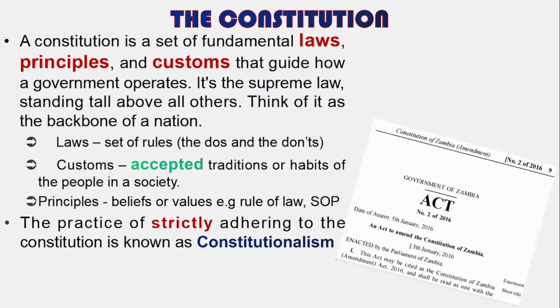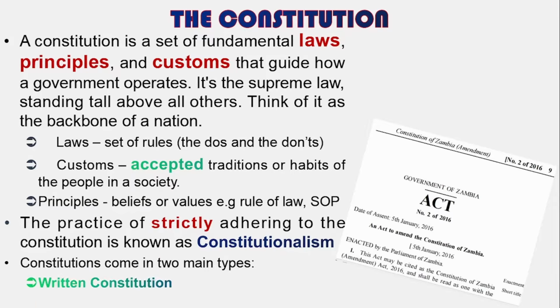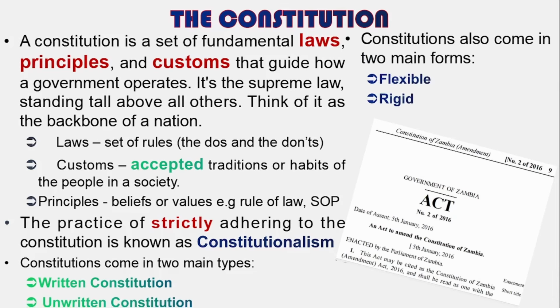Now, the other thing that we have to look at is that there is a term which is constitutionalism that usually comes up whenever we're talking about a constitution. What is constitutionalism? Constitutionalism is simply the practice of strictly adhering to the constitution. You are strictly following the constitution. That is constitutionalism. There are two main types of a constitution. The first one is a written constitution and unwritten constitution. Then we can also look at the forms of a constitution. The forms of a constitution are flexible and rigid.